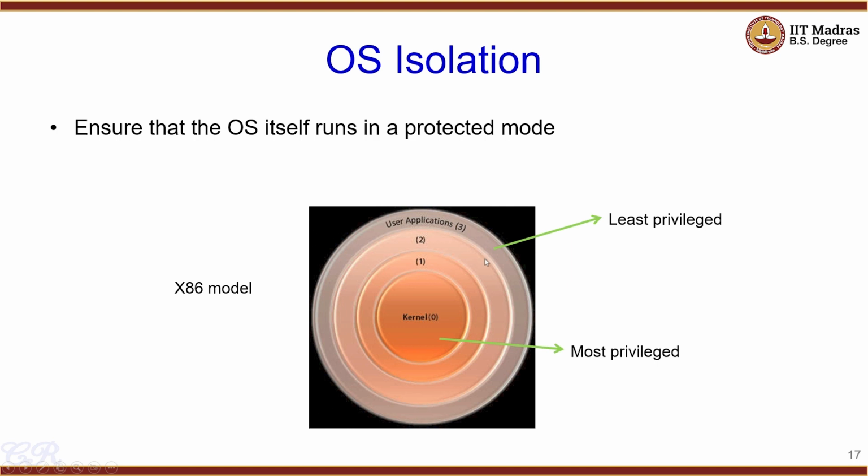Now, what is essentially guaranteed by the hardware is the fact that any application running in, say, ring 3 cannot access any data or any information present in ring 2, ring 1, or ring 0, right? In other words, or to generalize, any application running in ring i cannot access data or other information present in the rings in a lower ring, right?